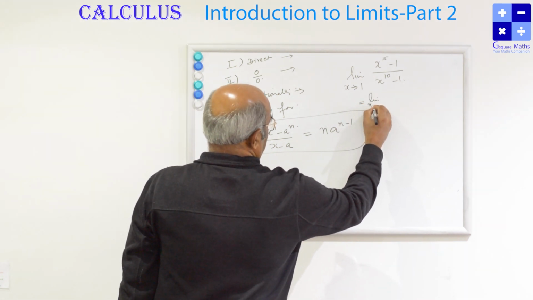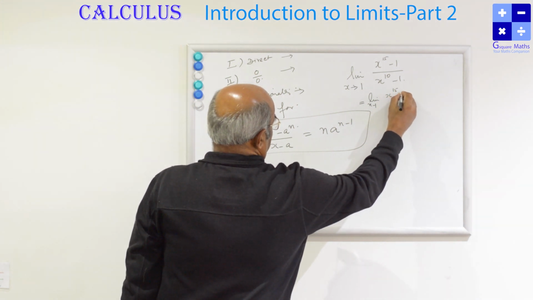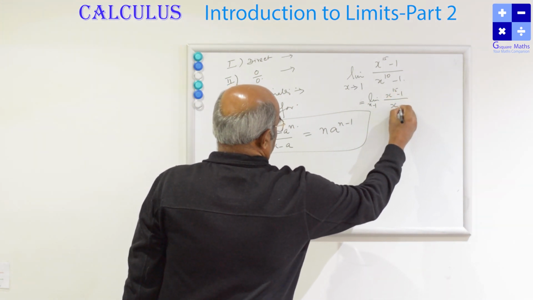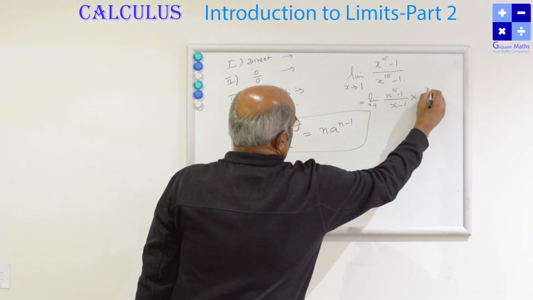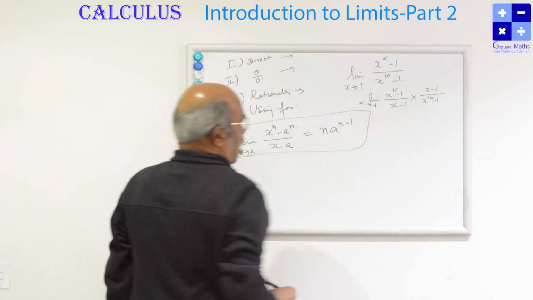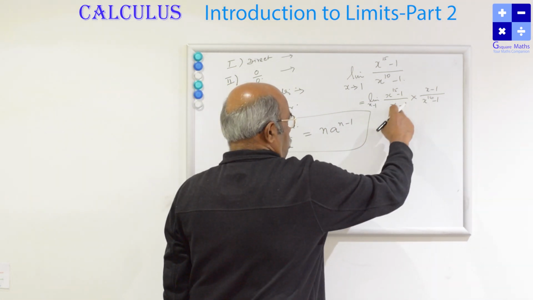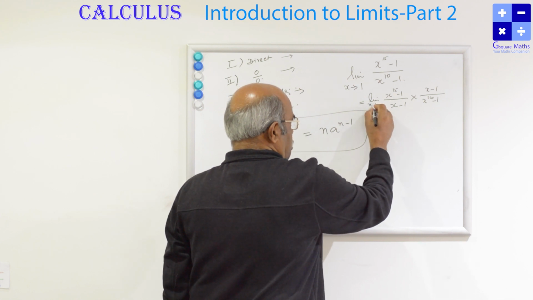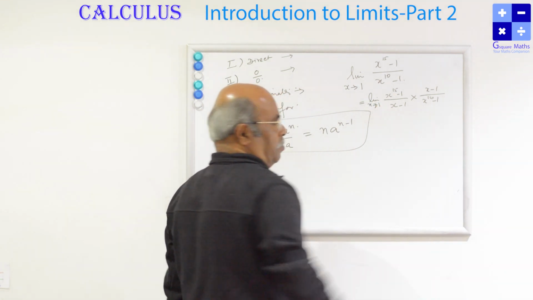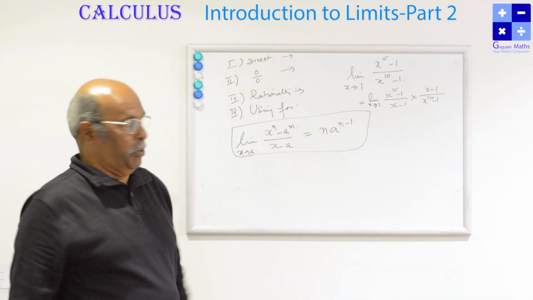limit x tends to 1 of x power 15 minus 1 by x minus 1 into x minus 1 by x power 10 minus 1. I am multiplying numerator and denominator by x minus 1, which is a non-zero quantity. Why? Because x is tending to 1, so x minus 1 is not equal to 0. Therefore I can divide and multiply.